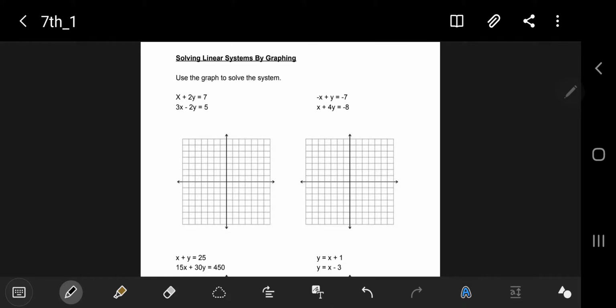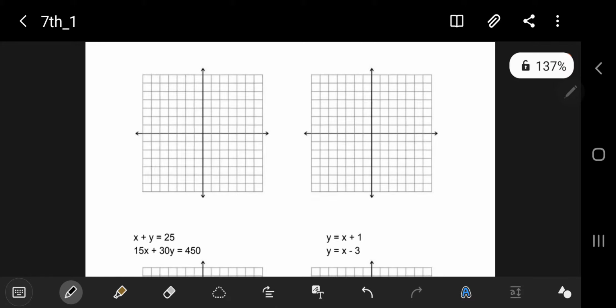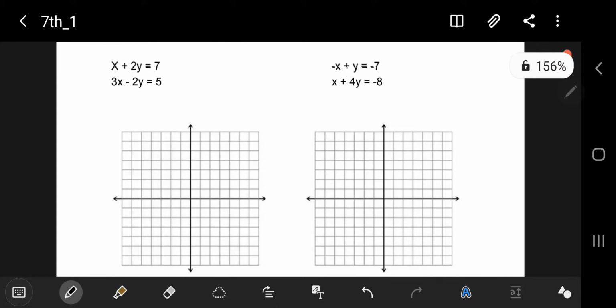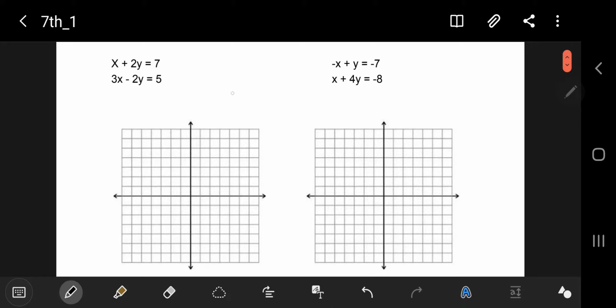So we're going to be starting off with solving linear systems by graphing. First off, if you're given an equation like this and not in y equals mx plus b form, you want to make the equation into this form, okay? So let me give you guys an example here.